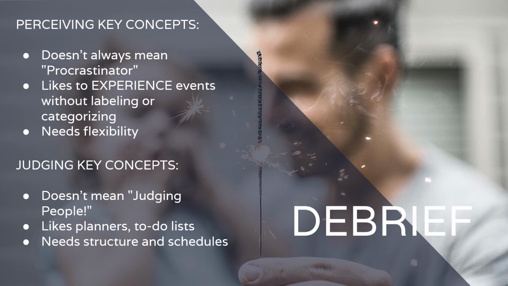Perceiving people like to experience. Judging people like to plan. Perceiving people need flexibility, where judging people need structure.